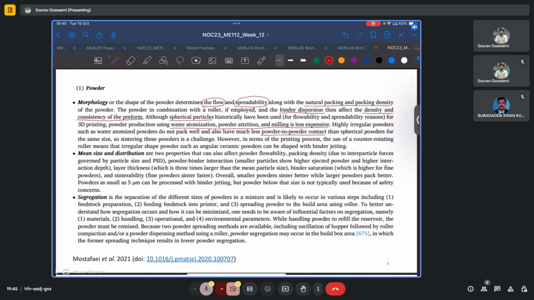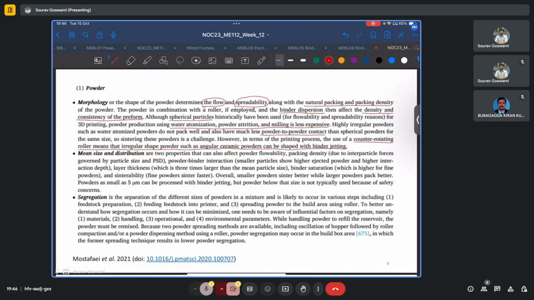However, in terms of the printing process, the use of a counter rotating roller means that irregular shaped powder, such as angular ceramic powders, can also be shaped using binder jetting. So this is a good example of using the spreading mechanism in conjunction with the process for processing previously difficult to process materials.